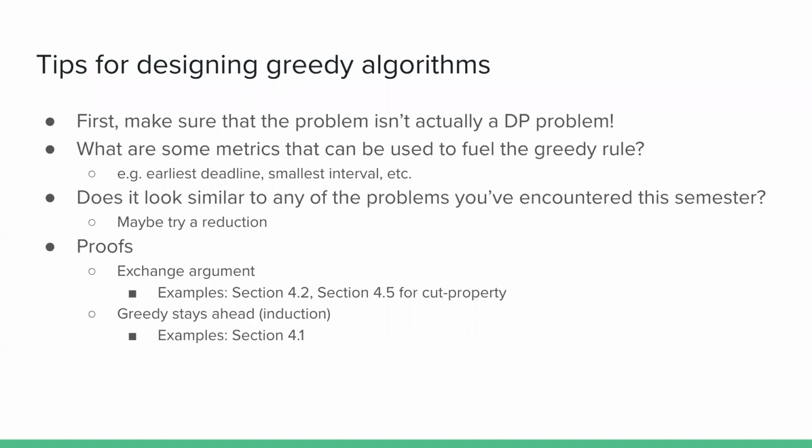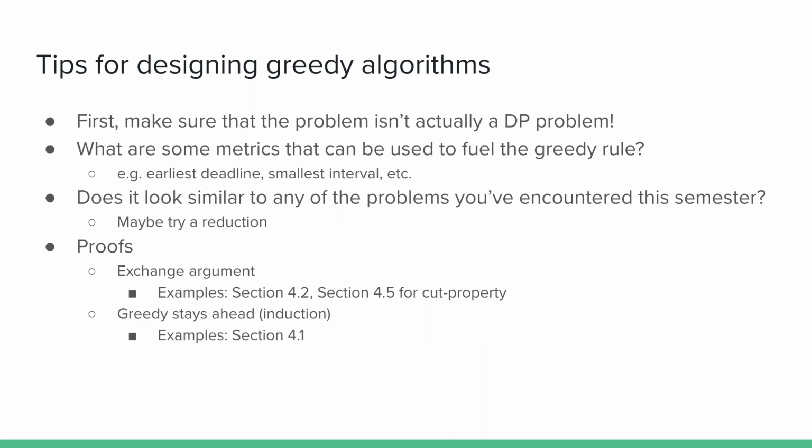This is kind of a non sequitur, but here are tips for designing greedy algorithms. The first thing we want to do is make sure it's not actually a DP solution. I talked about this a little bit, but there are only a finite number of greedy choices you can make for a given algorithm. If none of those work and you can find counterexamples to every greedy choice, then it's probably not a greedy algorithm, and then you should probably use DP.